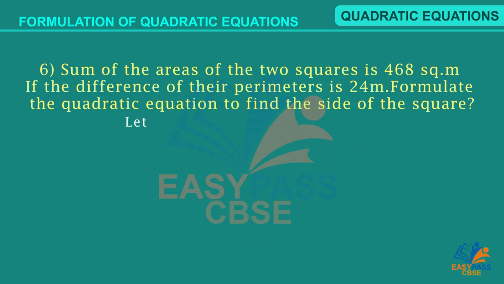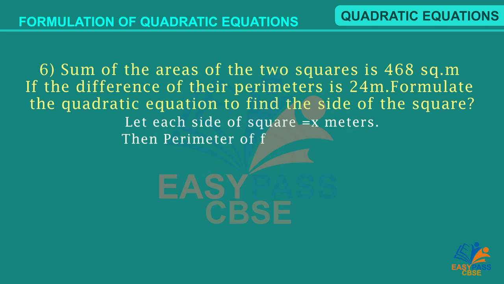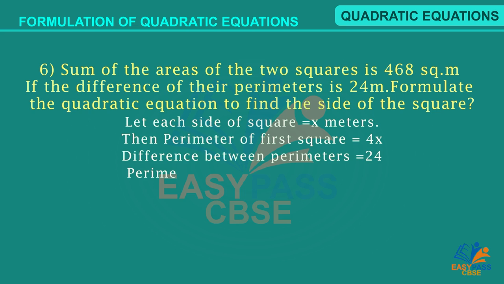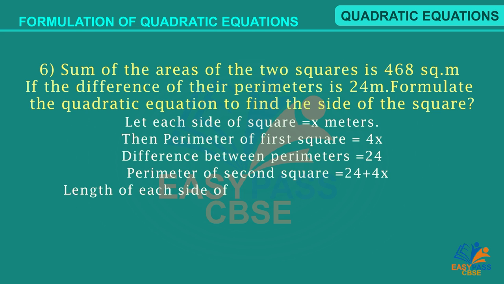Let each side of the square be x meters, then its perimeter is 4x. It is given that the difference between the perimeters is 24. So the perimeter of the second square is 24 plus 4x. The length of each side of the second square is (24 plus 4x) by 4. If you simplify, you get 6 plus x.